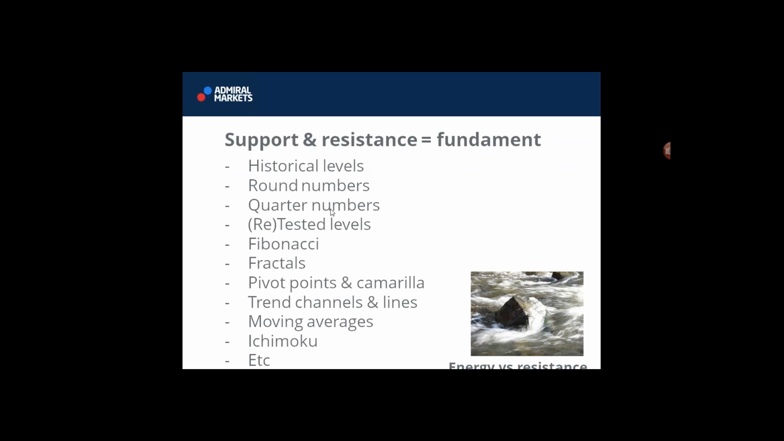Quarter numbers, those are, for instance, 120, 112.50, 117.50. Even on a lower time frame, for instance, 110.75. Okay. Retested levels, Fibonacci levels, fractals, pivot points and Camarilla, trend channels and trend lines, moving averages, Ichimoku. There are basically a ton of them.